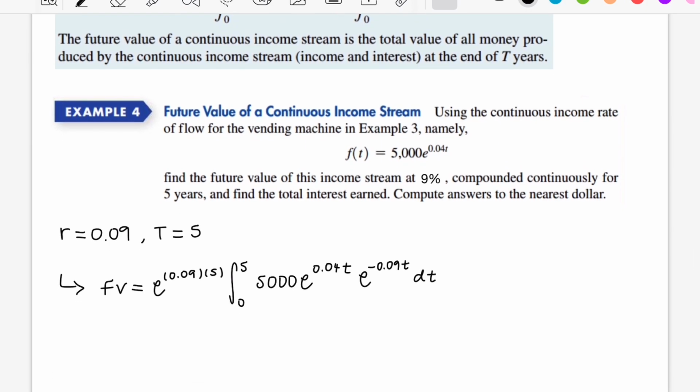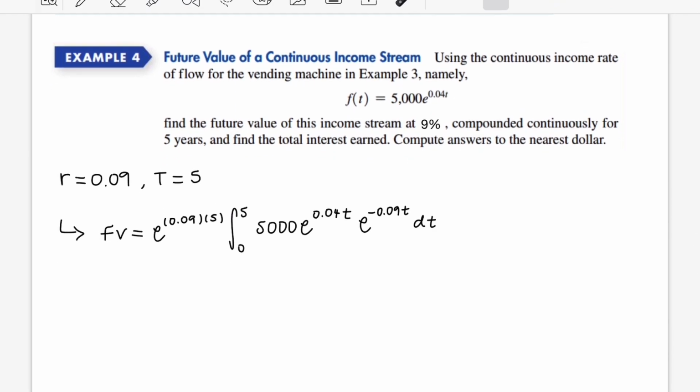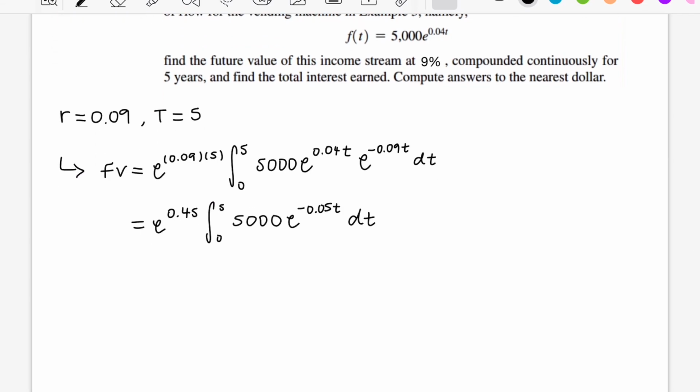All right, so before we evaluate this definite integral, let's do some simplification first. For example, here we have 0.09 times 5, so this is going to become e to the 0.45. Inside of this definite integral here, we can also combine these two terms for e here. Doing so, we'll have e to the negative 0.05 t. So in this case, we are just adding these exponents. All right. Additionally, what I'm going to want to do is pull this 5,000 out front of our integral here.